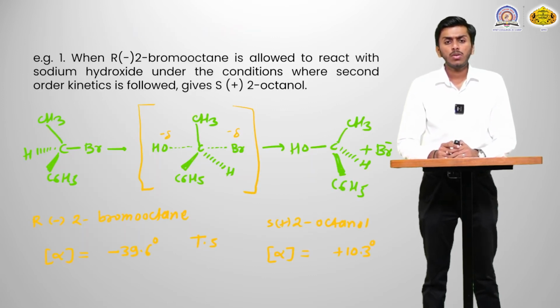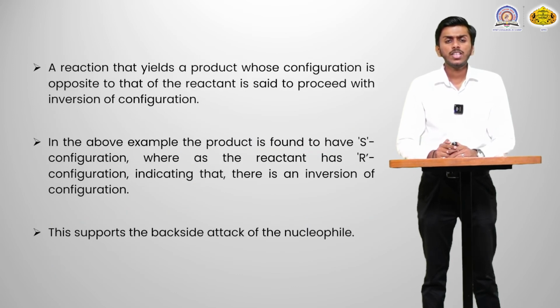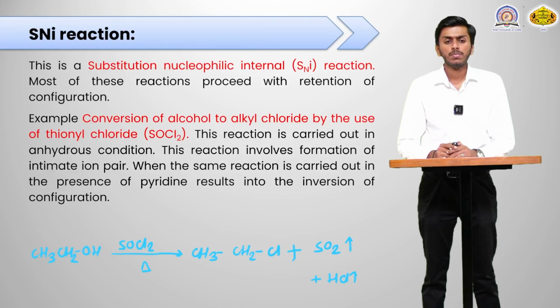For example, when R-2-bromooctane is allowed to react with sodium hydroxide under the condition where second order kinetics is followed, giving S-2-octanol, we can see the reaction mechanism in the image given below. A reaction that yields a product whose configuration is opposite to that of the reactant is said to proceed with inversion of configuration. In the above example, the product is found to have S configuration, whereas the reactant has R configuration, indicating that there is an inversion of configuration. This supports the backside attack of a nucleophile.